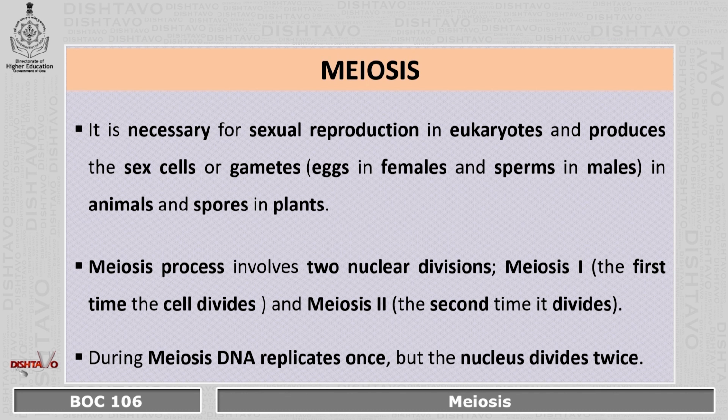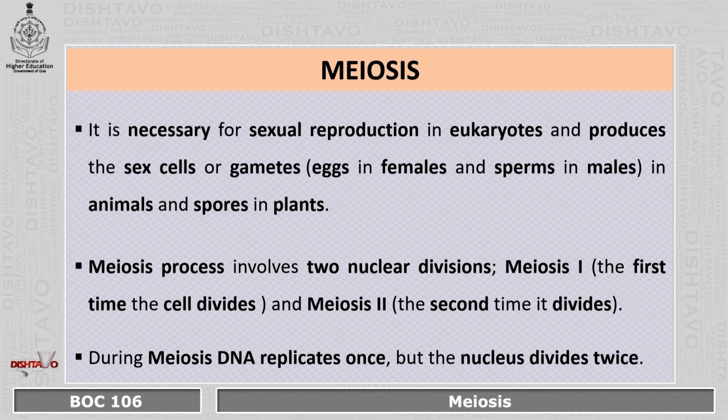It is necessary for sexual reproduction in eukaryotes and produces the sex cells or gametes, that is, eggs in females and sperms in males in animals, and spores in plants.